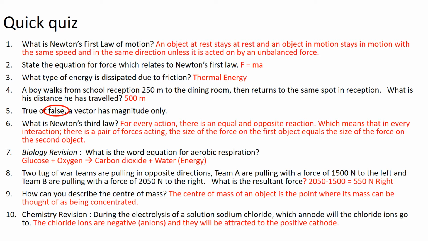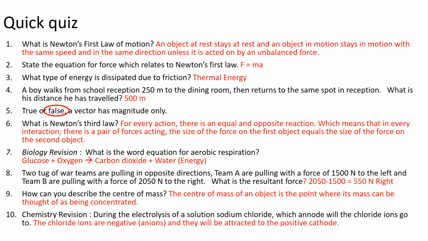How can you describe the centre of mass? The centre of mass is the point of an object where all the mass can be thought to be concentrated or acting through. If the shape has got a dodgy shape, it doesn't actually have to be on the shape. Just be aware of that. If you've got like a kidney bean shaped object, it can actually be off of the shape. Random, I know. Last question, question 10, chemistry revision.